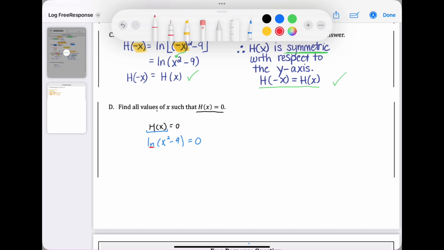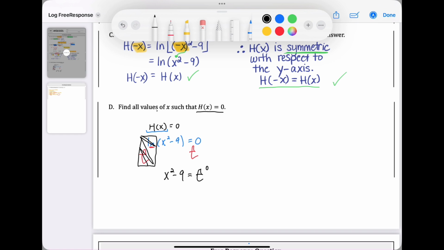Now activate your eagle eye. Natural log, what is my base? E. So I'm going to make everybody have a base E. I just added it. So we said base the same, cancel out. So the base E and the natural log base E are going to cancel out. What are you left with? You got x squared minus 9.